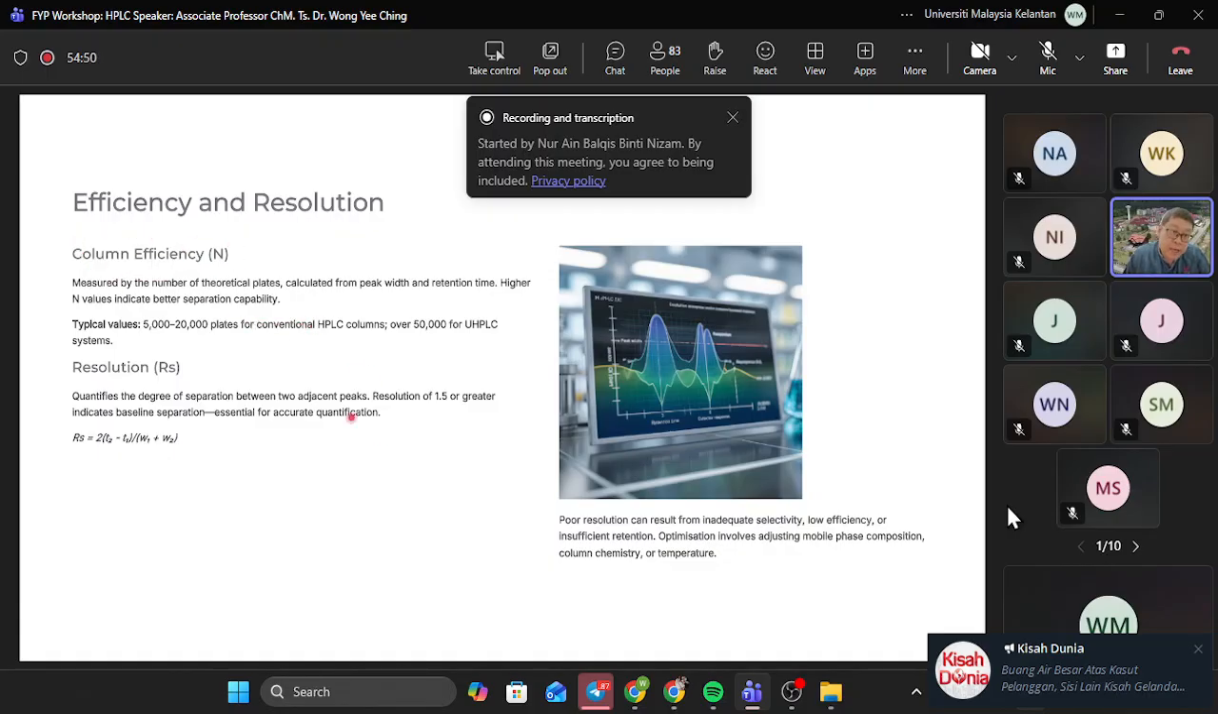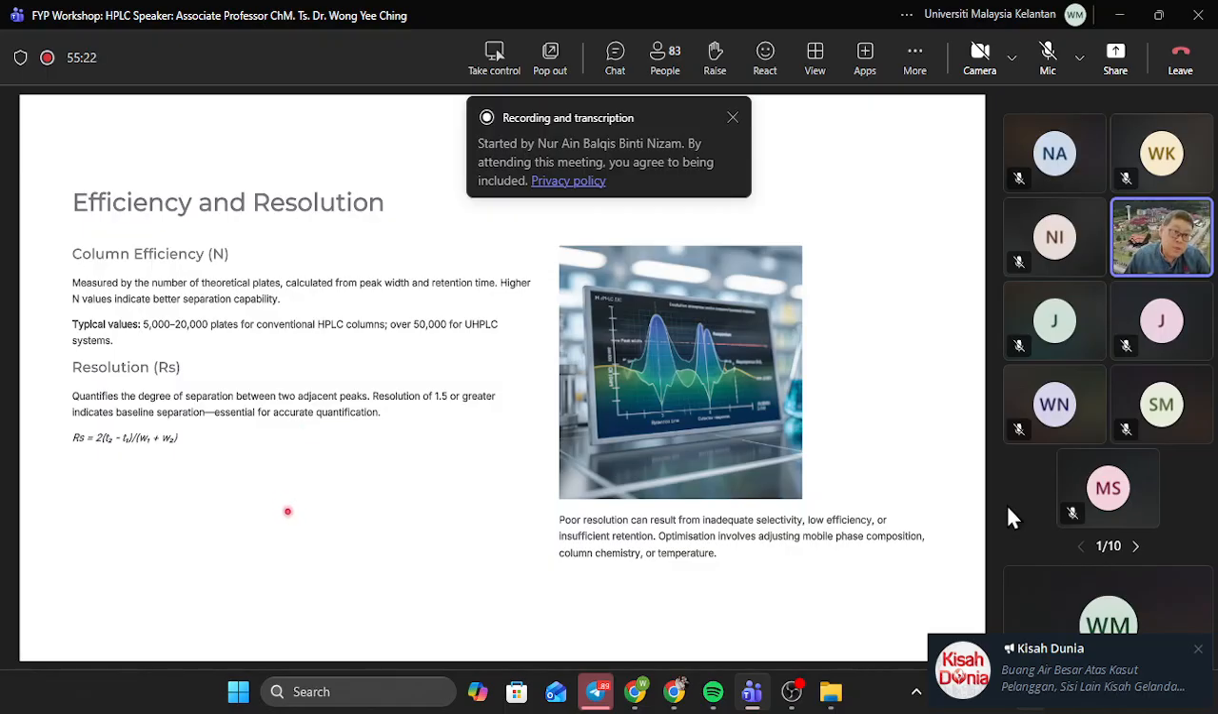So your target will be a higher value of N. The typical value we are looking at is 5,000 to 20,000 plates for a conventional HPLC column, and you can also reach over 50,000 if you are using an ultra high pressure liquid chromatography system. But unfortunately, we don't have that in UMK. We only have our basic HPLC.